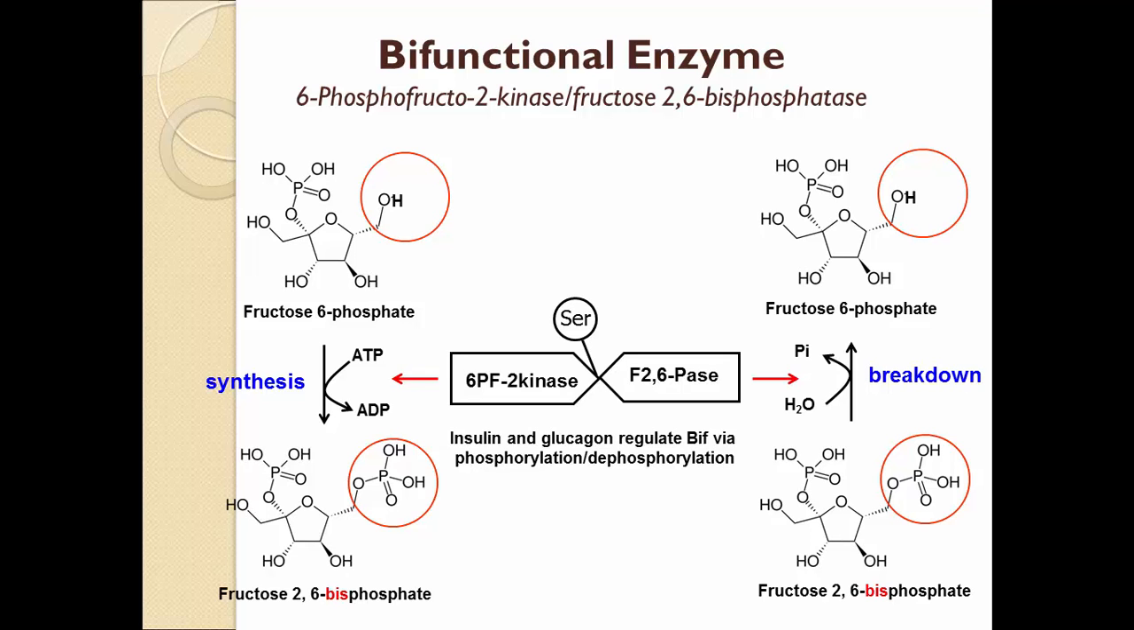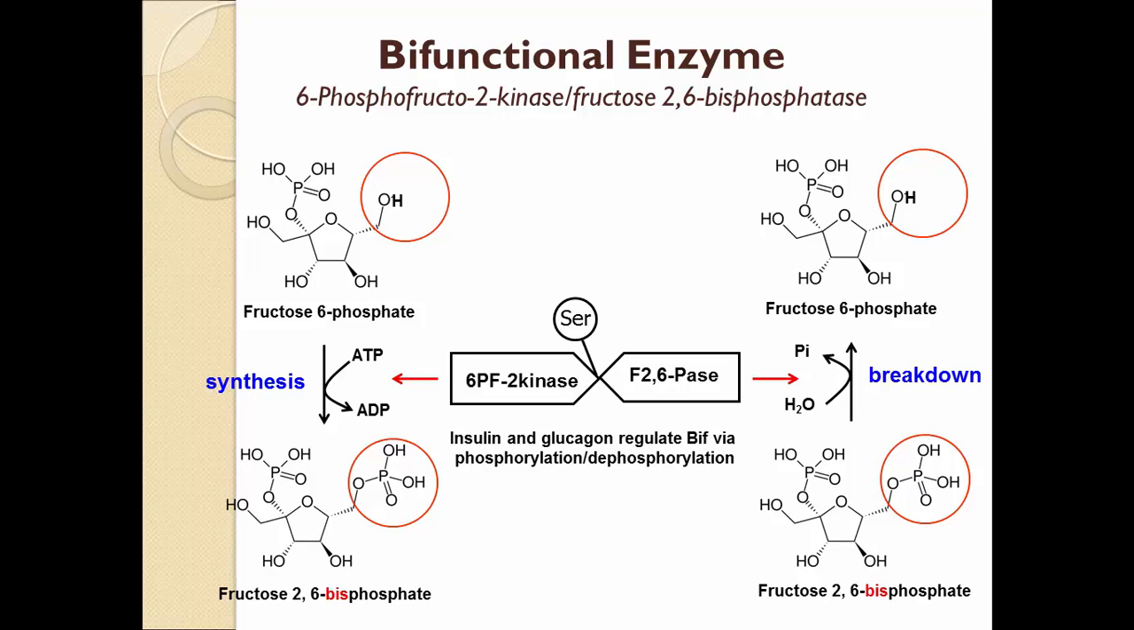And the other bifunctional enzyme, fructose-2,6-bisphosphatase, catalyzes the opposite reaction. That means it breaks down fructose-2,6-bisphosphate and removes the phosphate group from the molecule, converting it back to fructose-6 phosphate, right? Yes. So is this like happening during glycolysis and that's during gluconeogenesis? Correct. Yes. Right.